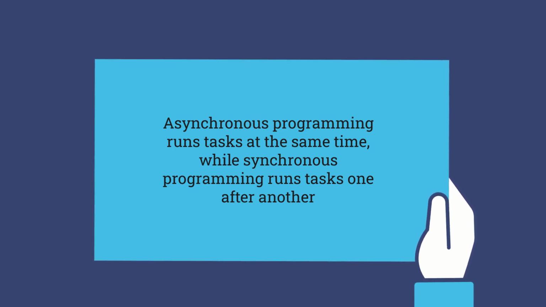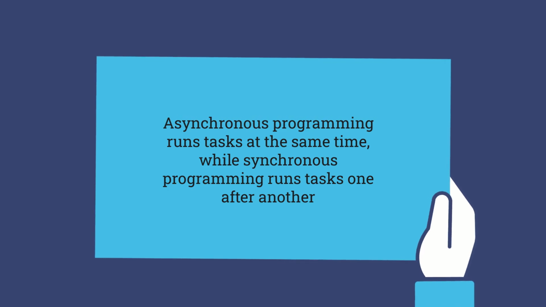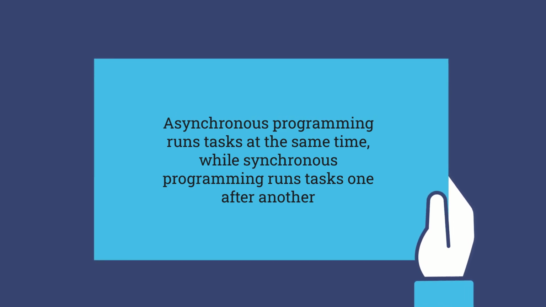Now let's go back to our coffee shop scenario. In synchronous programming, you place your order and wait at the counter until the barista finishes making your drink. Only then can you move on to the next task, like paying for your order or finding a place to sit. Each step is executed sequentially, blocking the execution until completion.